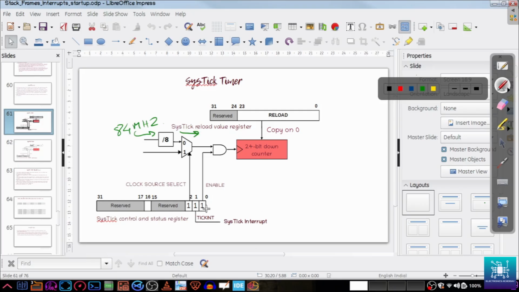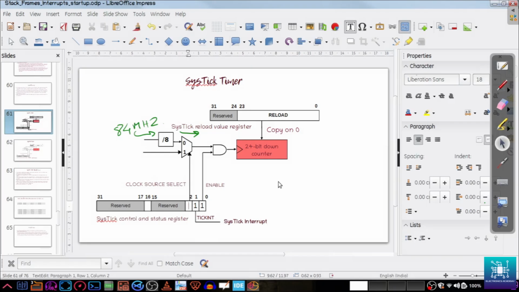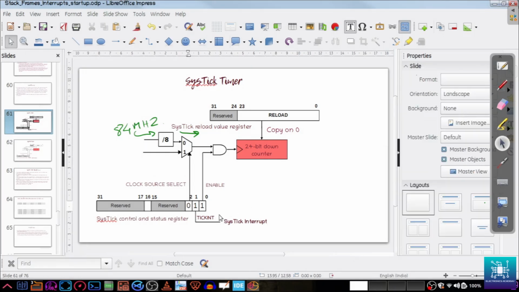The second one is for enabling the Systick interrupt, and the third one is to enable the counter itself, that is enable the Systick itself. So these are the three bits, though you see a 1 here, but in our case we will need to configure it to 0. So this one, instead of a 1, it is going to be a 0 in our case.